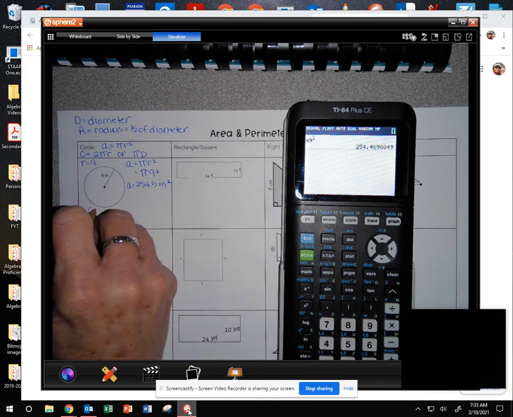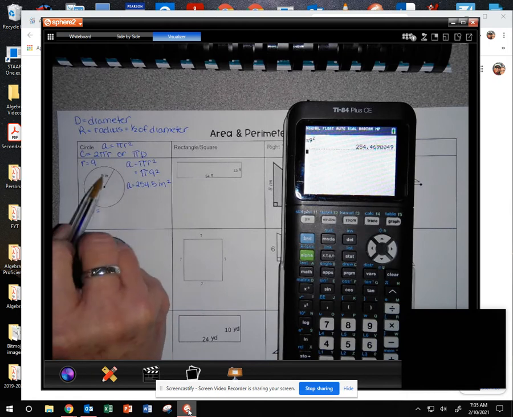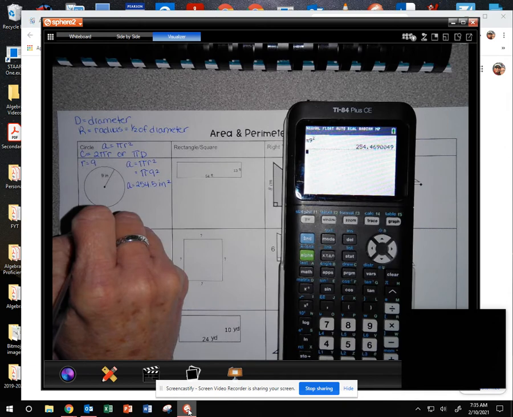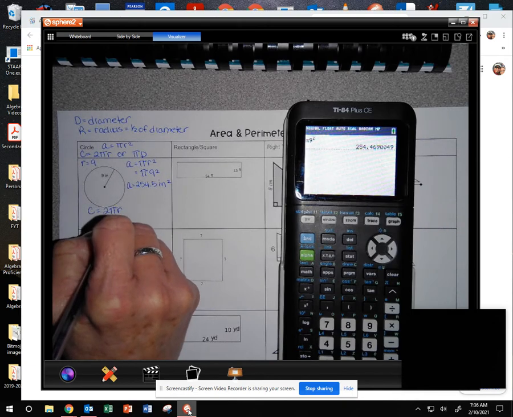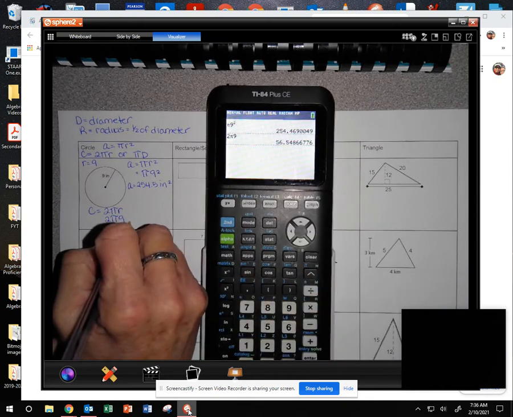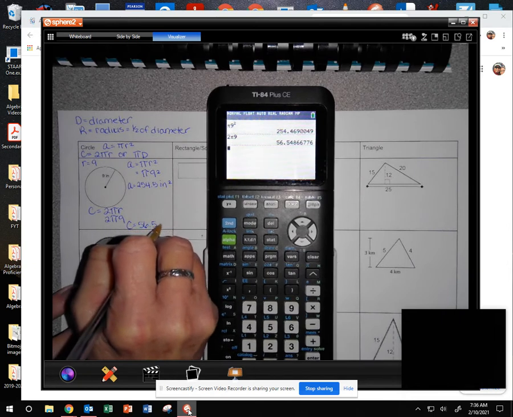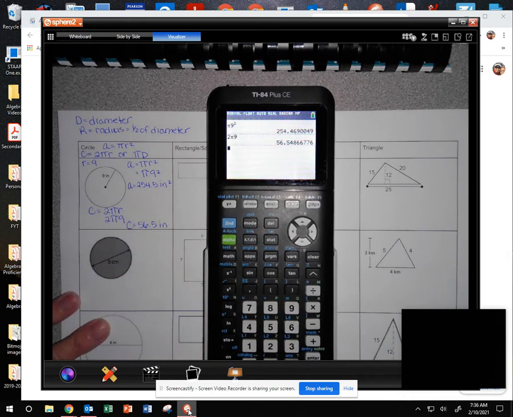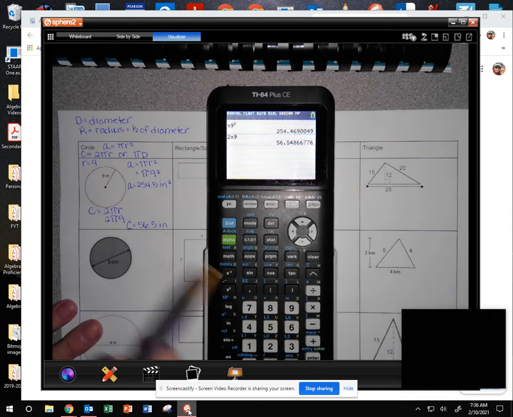Now let's see if we can find the circumference. The circumference is the distance around. I know my radius, so I'm going to use the formula 2 pi r. So 2 pi 9. Again, 2, we're going to use pi on my calculator. And my circumference is 56.5 inches. Okay, so notice that area is squared and inches is just in single units.